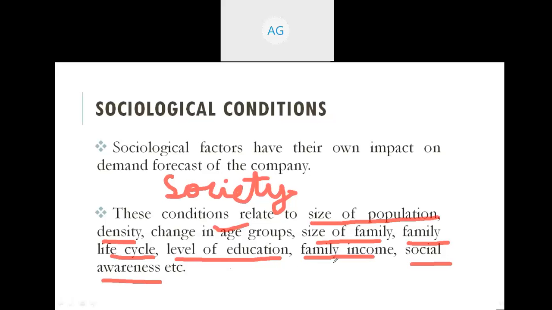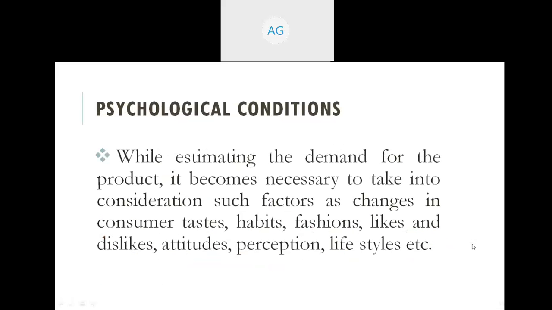The family income of that region, or the social awareness of the people of that city. So all these factors need to be considered in the case of social conditions. So this is the sixth factor of demand forecasting. Now moving to the next slide.